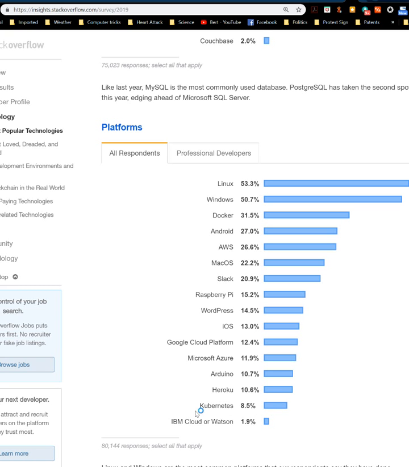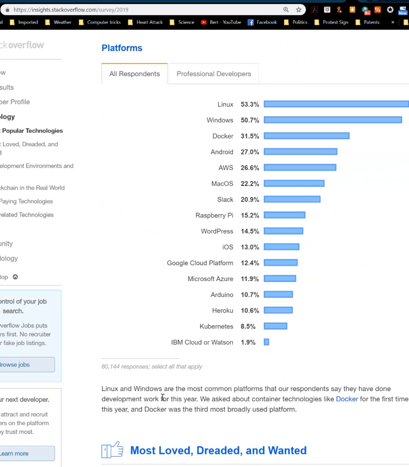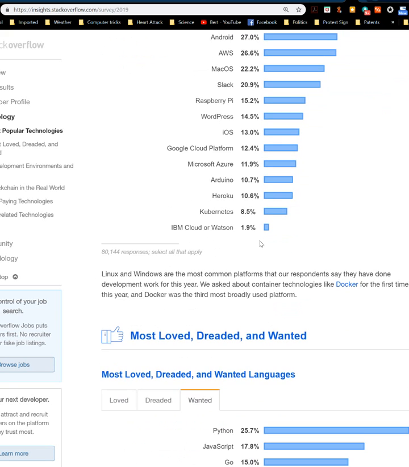Kubernetes, isn't that popular here? And like I said again, I'm not sure. Okay, Linux and Windows are the most common platforms that our correspondents say they have done development work for this year. So I guess that's what it's about. So this gives you an indication of who's developing on what platforms. Not necessarily for that platform, I suppose, but at least using it as a workstation or whatever.